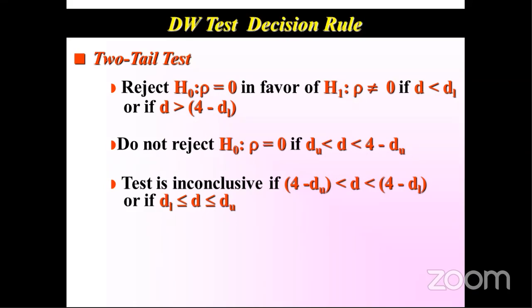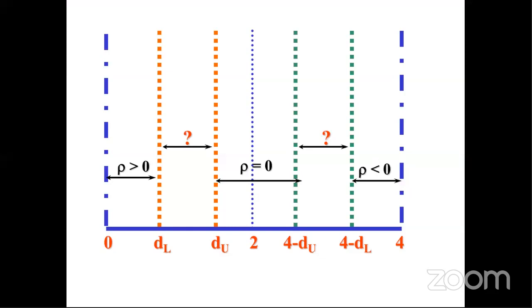This is for the two-tailed test, and the diagrammatic representation of this two-tailed test is like this. As I already told you, the Durbin-Watson value lies between 0 and 4. The middle of that range is 2. If rho is equal to 0, there is no autocorrelation. If the calculated value of D is closer to 0, then rho is greater than 0, which means positive autocorrelation. If the calculated value of D is closer to 4, rho is negative, meaning less than 0, which is negative autocorrelation.